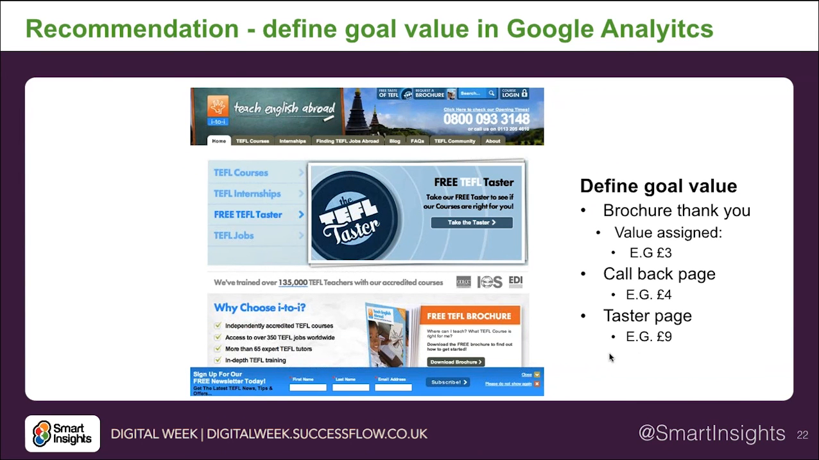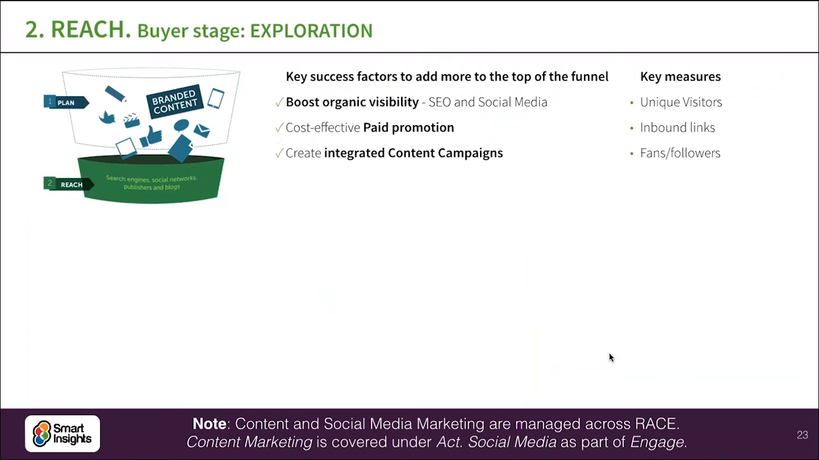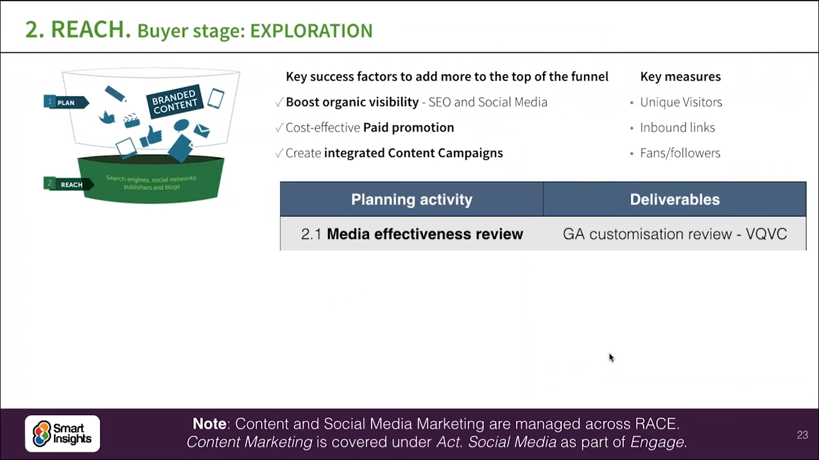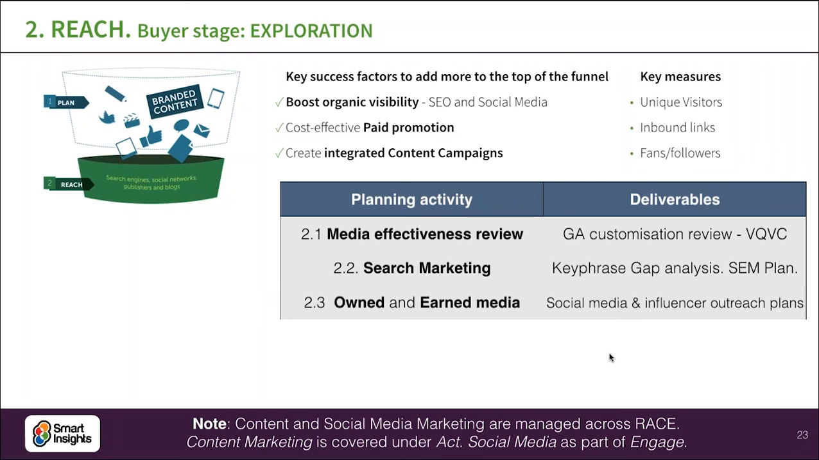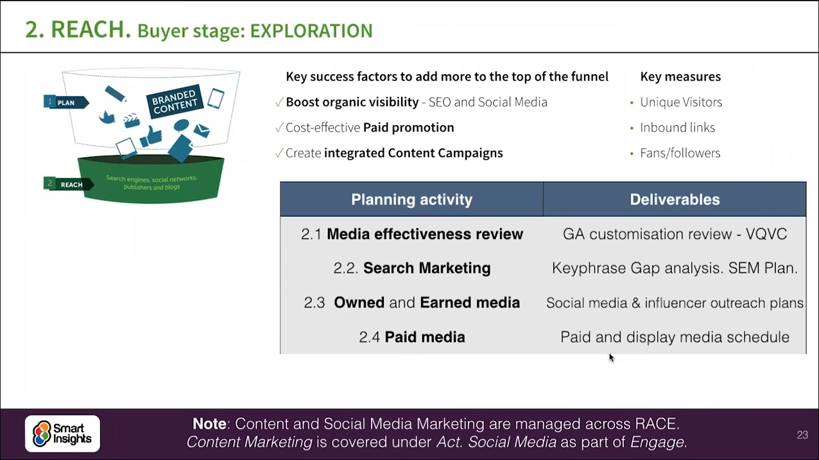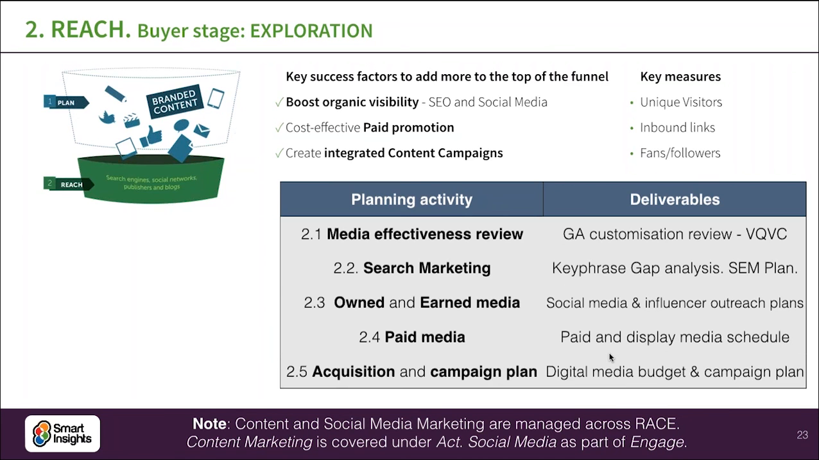So that's the plan stage, which is the longest section because I did want to race through. So I'm going to go through in the next 5-10 minutes or so quite quickly these other sections. So here we're looking at media effectiveness. We would emphasize search marketing, looking at the opportunity there, then look at your social media and influencer outreach plan, particularly important for B2B to look at who you're going to communicate with. Look at using Google AdWords and paid social media, perhaps on Facebook or LinkedIn, and then put that all together into an acquisition plan and campaign plan.